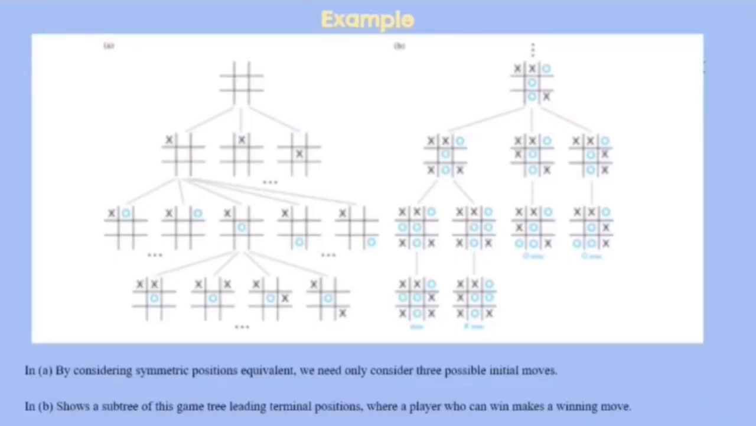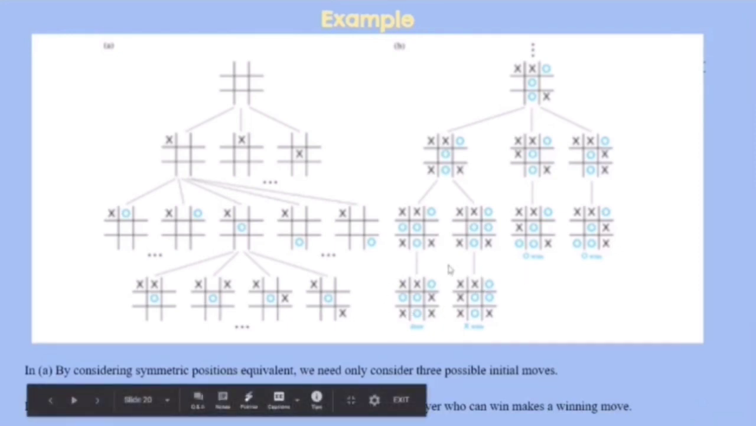In this example, we will construct game trees using tic-tac-toe. In A, by considering symmetric positions equivalent, we only need to consider three possible initial moves, which is this one, and it continues to expand. And B shows a subtree of this game tree leading to a terminal position, where a player who can win makes a winning move. So, in this example, this is the final position of this game tree.